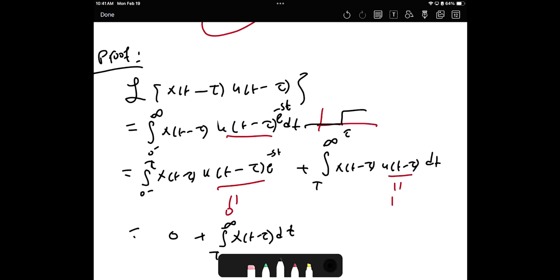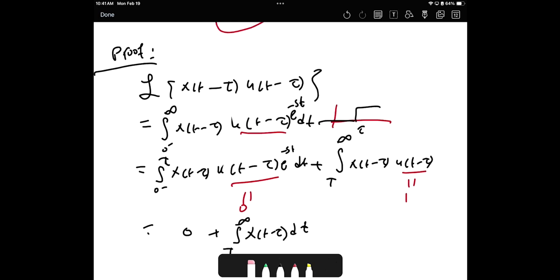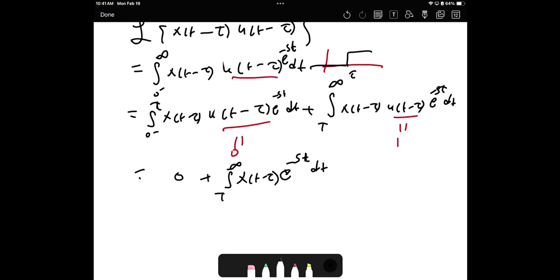Negative st dt, e power negative st dt. So your e power negative st dt. Okay, now how can we find this? Because since we have e power negative st dt, what do we need to do?